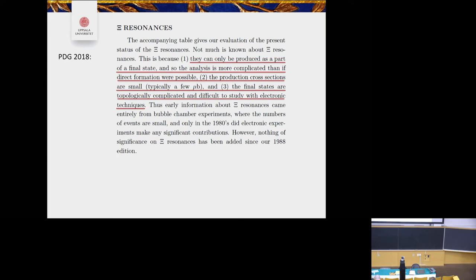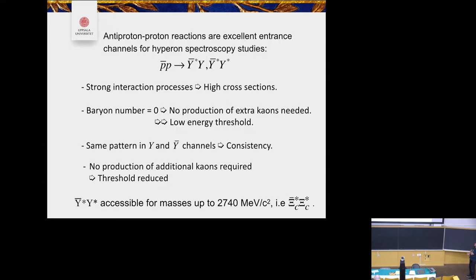The final cross sections are small, typically a few microbarns. Well, that's fine, no problem. And the topology is complicated, difficult to study with electronic techniques. Well, I think this must be a leftover from a statement made some 20 years ago, before a detector like PANDA. I wouldn't say it's a piece of cake, but it's certainly doable, relatively easy. Another amusing fact people don't realize is that the parity of all these ground states has never been measured. They are simply assumed according to the quark model, just a side remark.